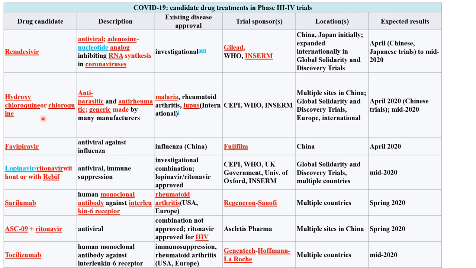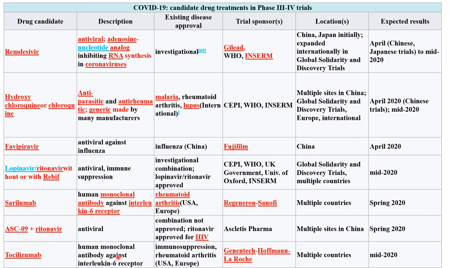The second drug which I have mentioned is hydroxychloroquine. Another drug we have is favipiravir. It is also an antiviral drug. It is commonly used against influenza, but now they are trying to use it for the treatment of coronavirus COVID-19. And you can see here the list of other drugs. Also, don't forget this drug, which I mentioned in the previous slide, tocilizumab.